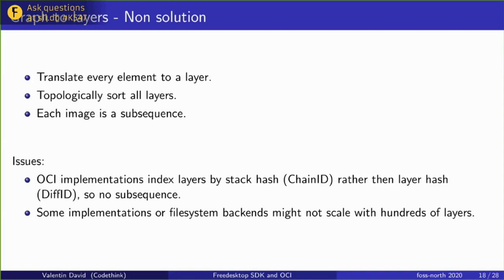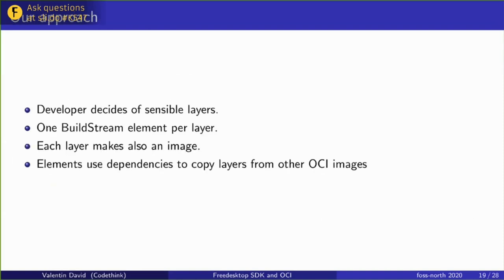So we decided to do something a bit more ad hoc, but still help the developers. So first, the developer has to decide the sensible layers, think of what can be reused, what makes sense. Then the developer will need to make one element per layer. So each layer itself also makes an image. We will use dependencies to copy layers from another image to build layers on top of it. I will explain a bit better with the graph.